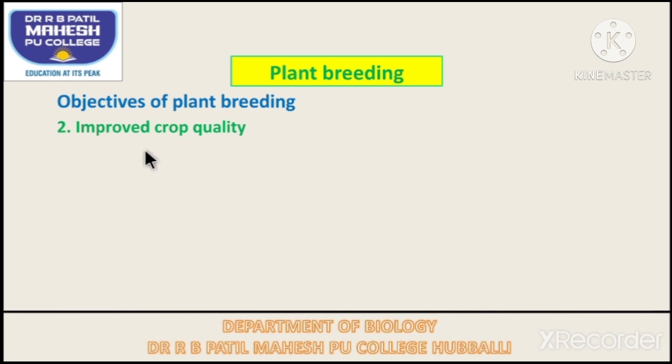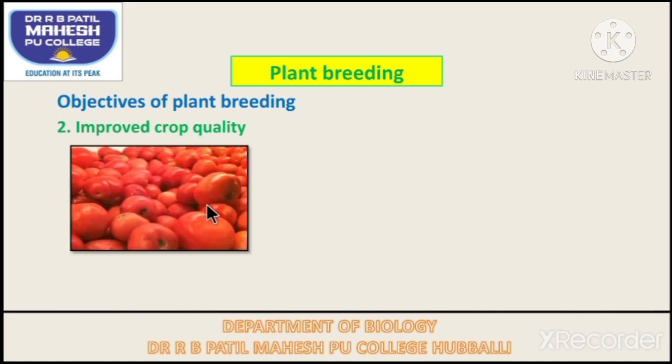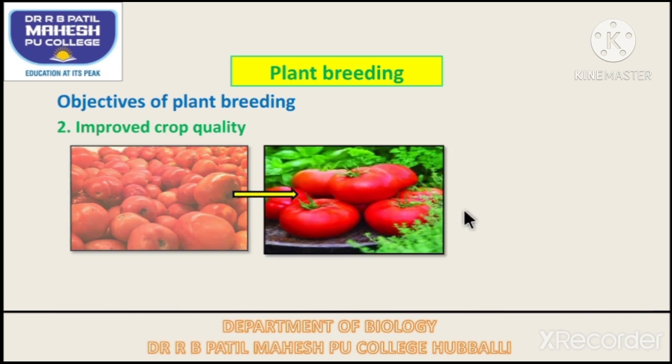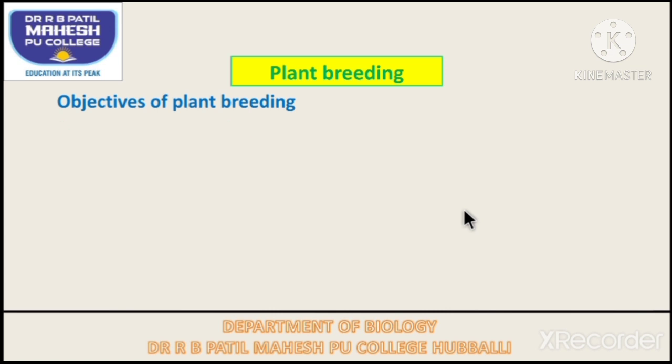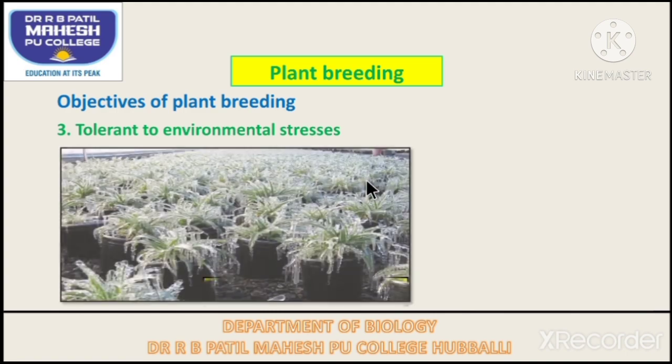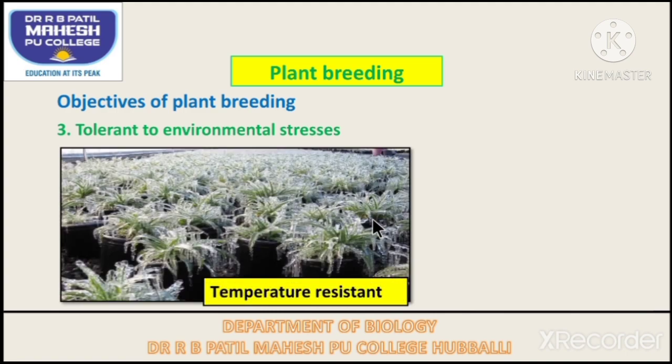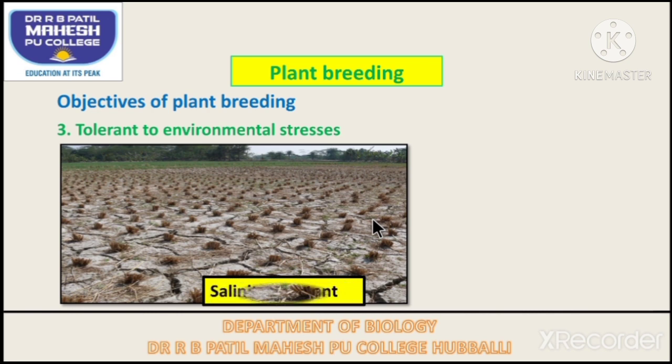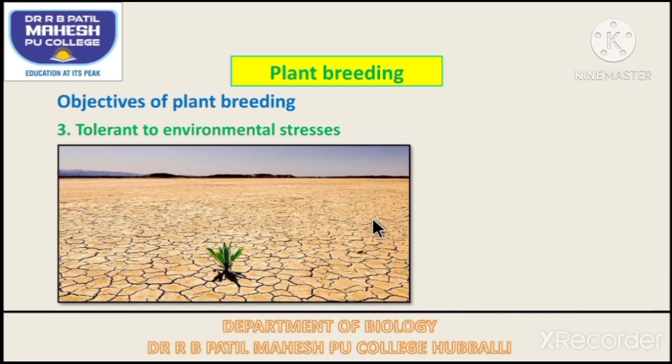We want plants with improved crop quality. See here, this is a tomato of an old variety changed to a new variety, which is of good quality with more minerals and nutrients. The third and most important challenge to be faced by our plants is tolerance to environmental stress. What are these environmental stresses? It can be temperature, or it can be salinity, or it can even be drought. So all these three were the biggest challenges to the plants.